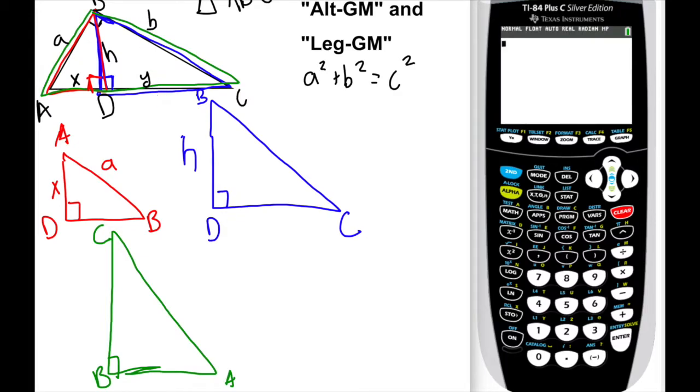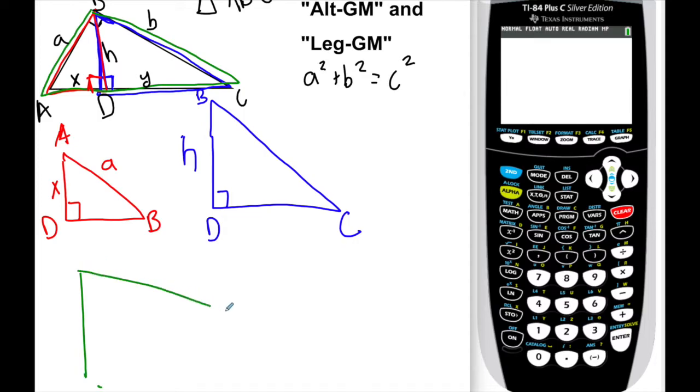Actually, you know what I'm going to do? We need to make this look a little bit different. Our transformation actually isn't quite done. Because see how it was standing up? Let's try it like this. I'm going to lay it down. So here's the big triangle.